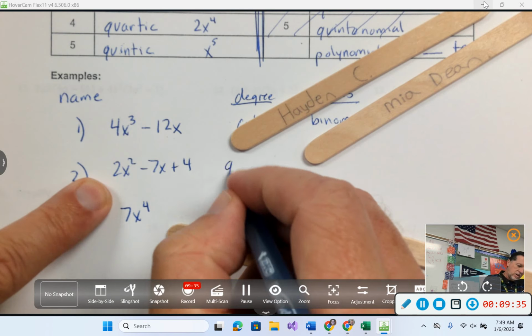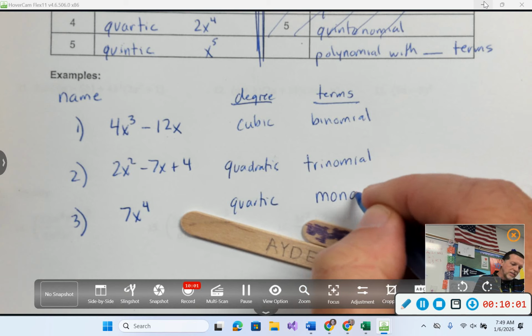Aiden, how about the degree of this guy? Quartic. And Ava, how many terms are there? Or what would we call it by number of terms? Monomial.